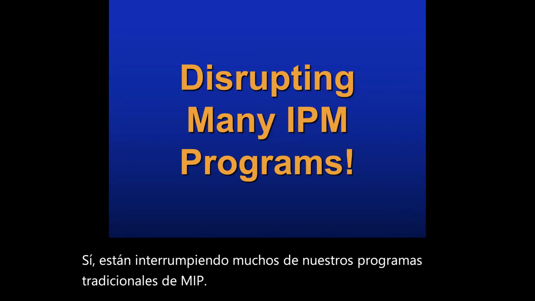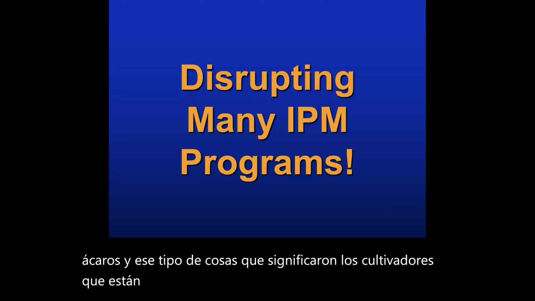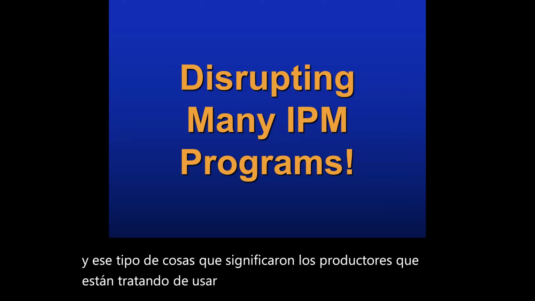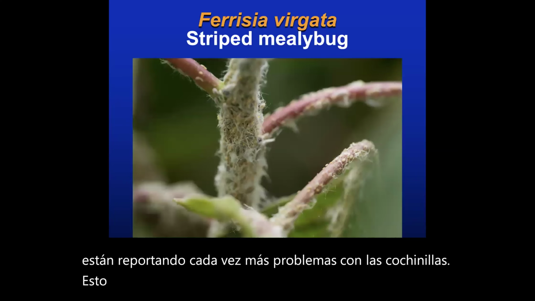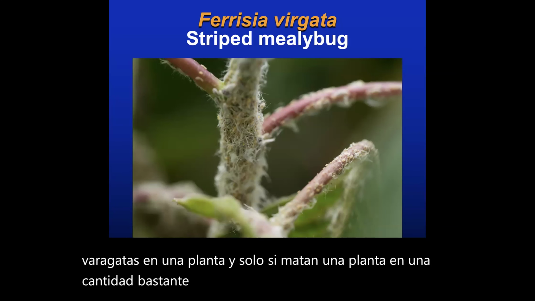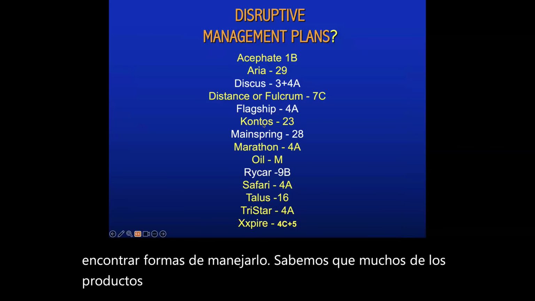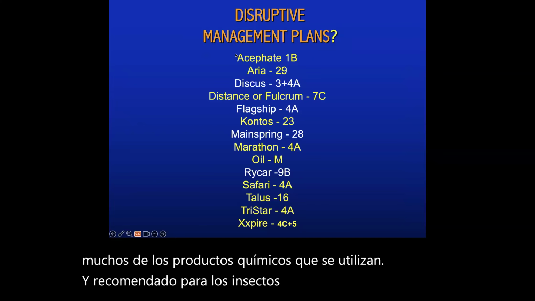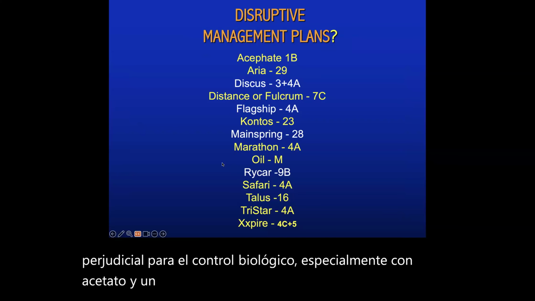So it's not just parvispinus, but spider mites and those types of things, that the growers who are trying to use some biological controls are reporting more and more problems with mealybugs. This is Pseudococcus, Ferrisia virgata, a striped mealybug, on a plant, and they will kill a plant within a fairly short amount of time. So we're trying to find ways to manage it. We know that many of the chemicals that are used and recommended for mealybugs can be very disruptive to biological control, especially acephate and a couple of these other materials.